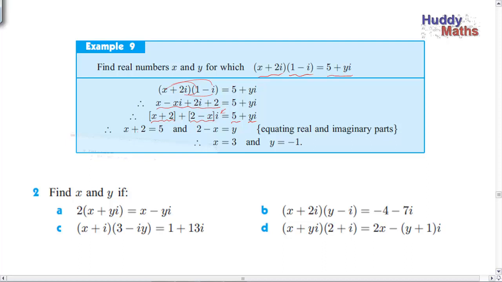Okay, so now we can say x plus 2 is 5, and 2 take x is y, equating real and imaginary parts. Okay, and we can solve it. So that's the idea in this one, not so much dividing through, but by expanding and equating parts. All right, there are yours, 4 of them. Have a go and see what you think. And I'll show you the answers now.